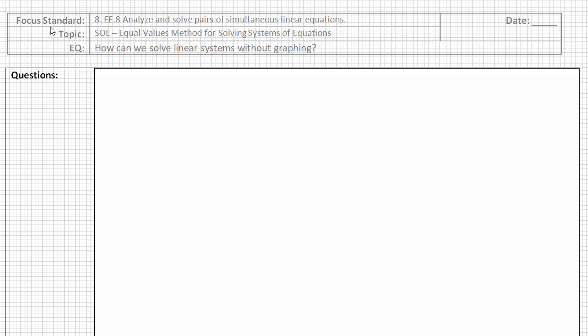Our focus standard for this lesson comes from Grade 8 Expressions and Equations, Standard 8. Analyze and solve pairs of simultaneous linear equations. Our topic for this lesson comes from Systems of Equations, Equal Values Method for Solving Systems of Equations. Our essential question is, how can we solve linear systems without graphing?